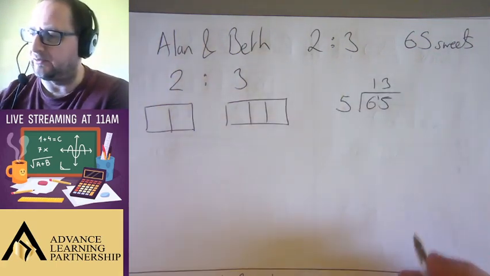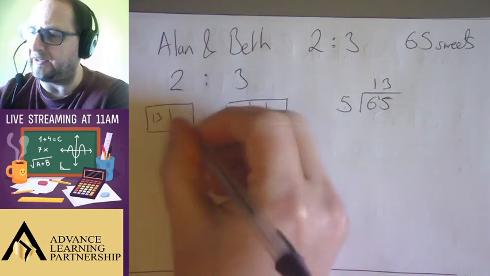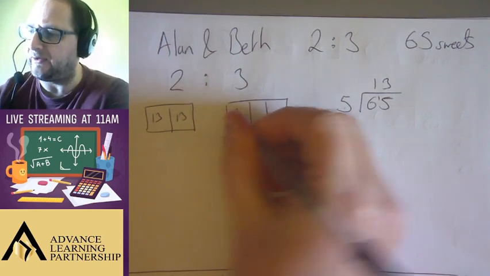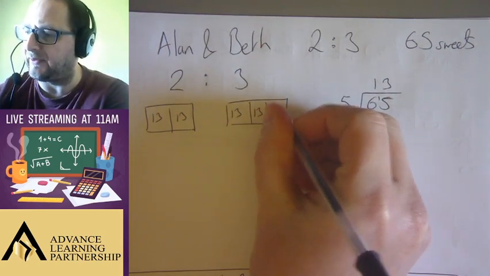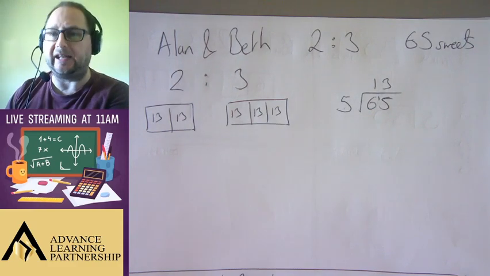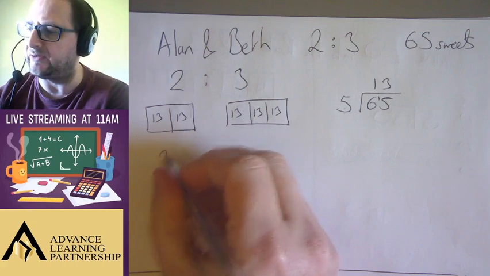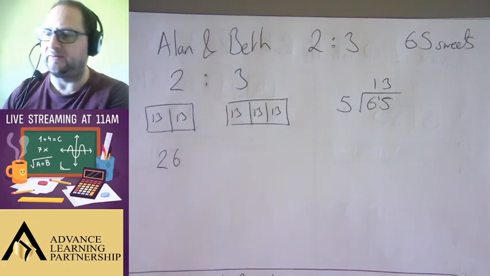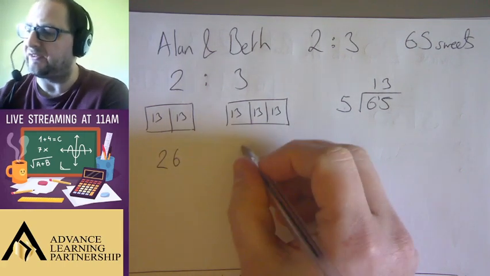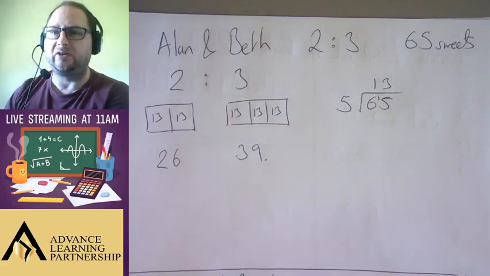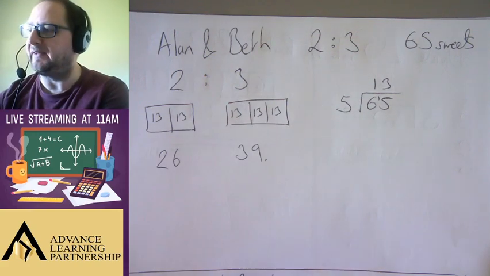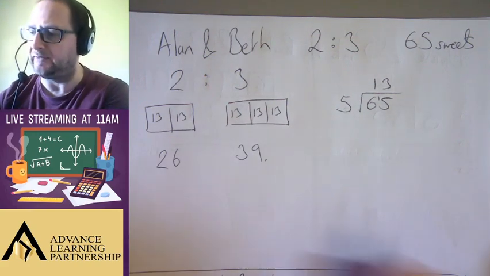But that's definitely done without a calculator. So 13 into there, 13 into there, 13 into there, 13 into there, and 13 into there. 13 into each equal part. You can clearly see 2 13s give you 26 sweets for Alan, and 3 13s give you 39 sweets for Beth.